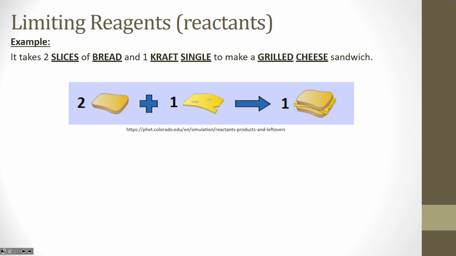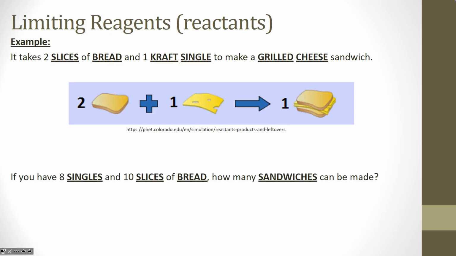So if we want to make that cheese sandwich, there's our recipe. 2 bread, 1 cheese makes 1 sandwich. Notice we're not talking about the masses of bread and cheese because they weigh different amounts. It's not the masses of cheese and bread that will dictate the sandwiches. I mean, to a point it does, but it's how many slices you have. So in chemistry, when we're dealing with reactions, our moles are kind of like our slices.